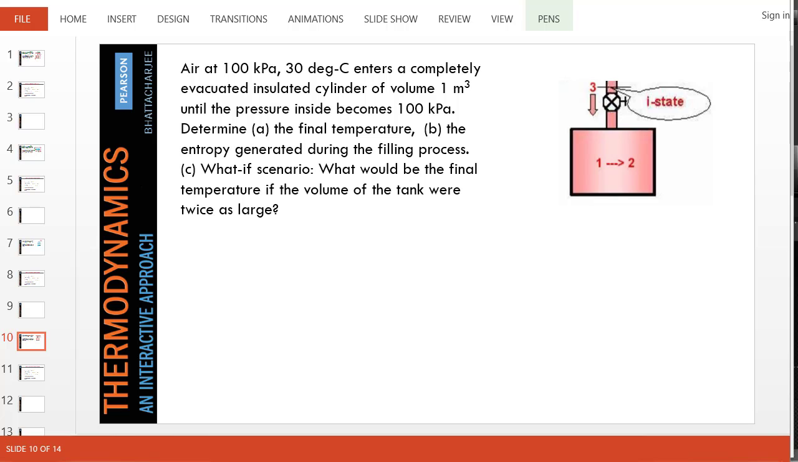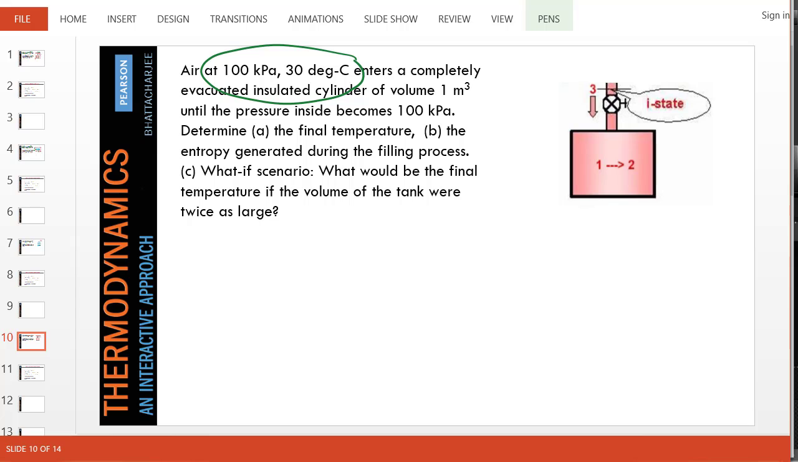This is another open process problem. We have a completely evacuated cylinder whose volume is given to us, and the valve is open and outside air at 100 kPa, 30 degrees Celsius enters into the cylinder. We are asked to find the final temperature and the entropy generated during the filling process.